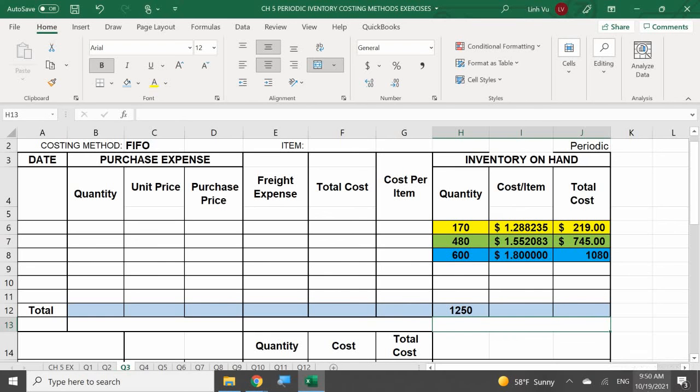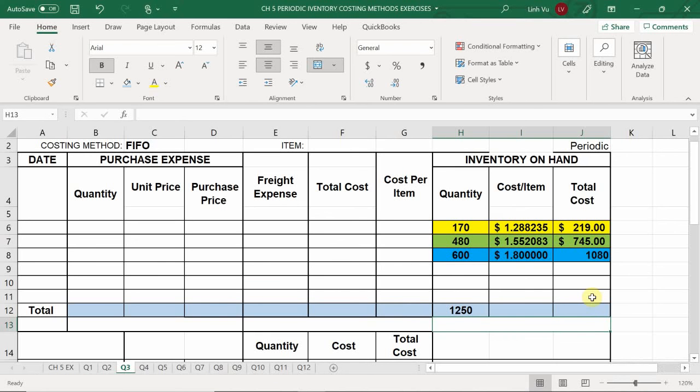That I'm carrying the correct amount of inventory on hand over. So in this case, I should have a total of 1250 units, which was correct, at a grand total cost of $2,044. That is correct. That is the correct amount of inventory that I had as my beginning inventory. Okay, so this is it. That's my inventory on hand.